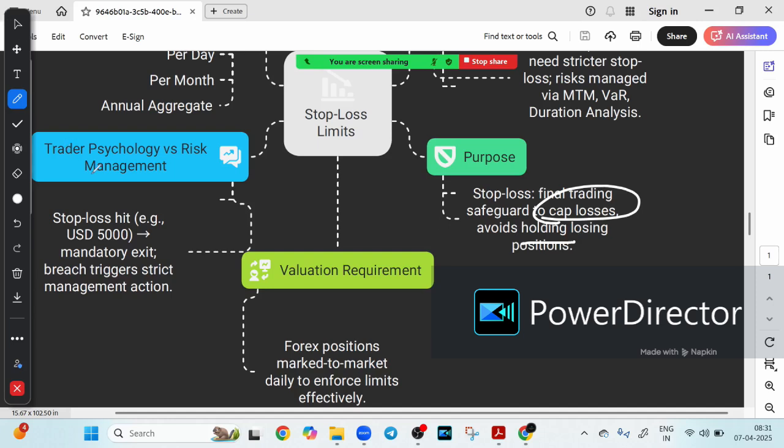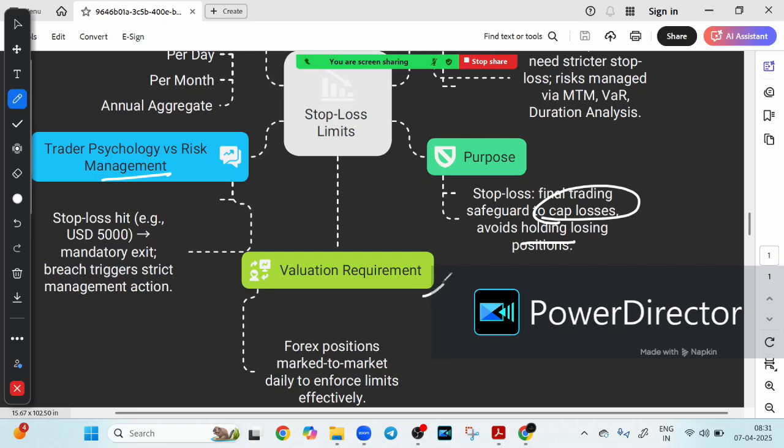And if you look at trader psychology versus risk management, let's face it, traders are human, but emotions should not rule their decisions. A stop loss forces discipline. Hit the limit, say $5,000, you must exit. No excuse. If you don't, strict management action is enforced. That is how risk is kept in check.